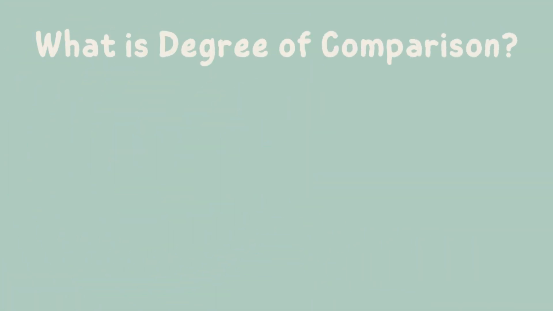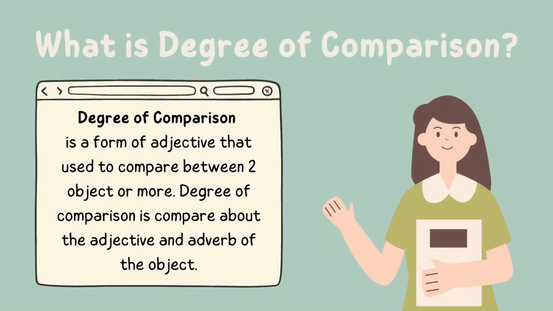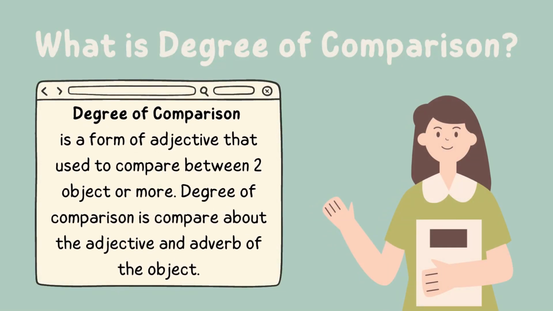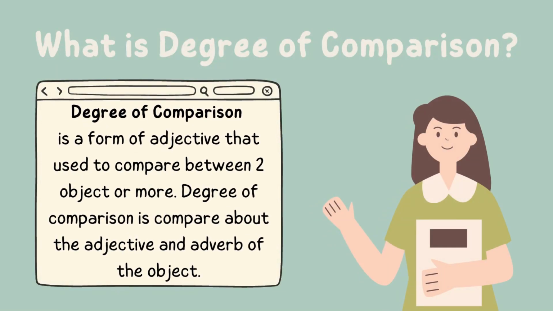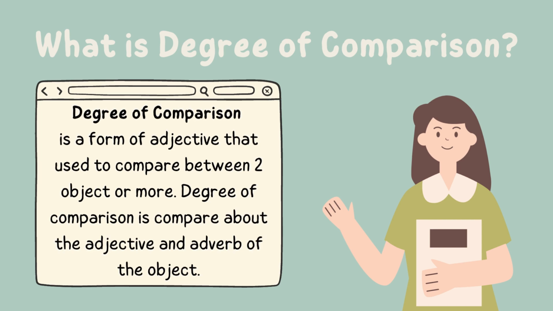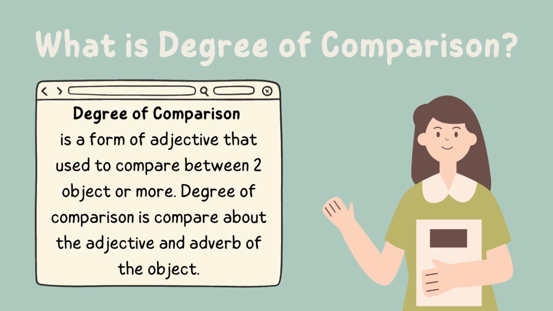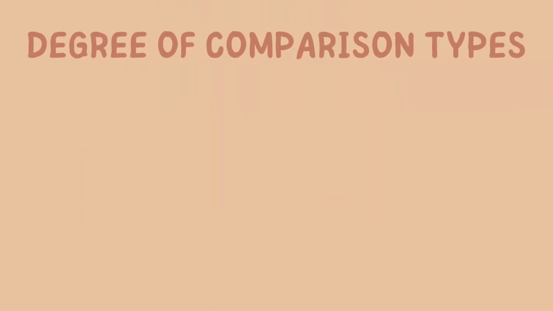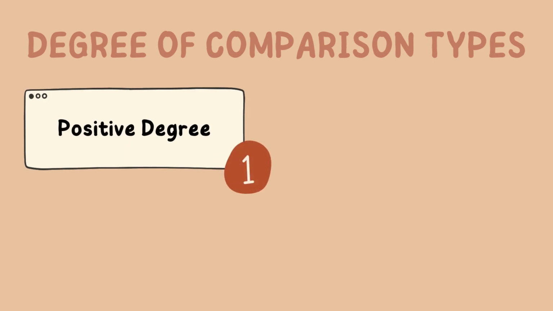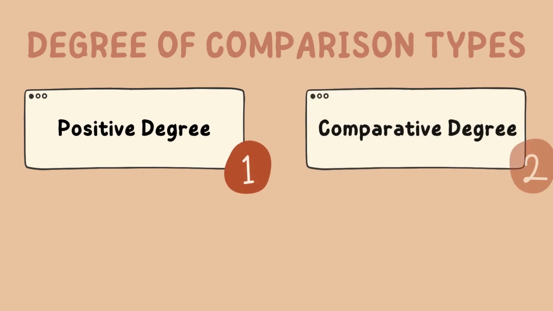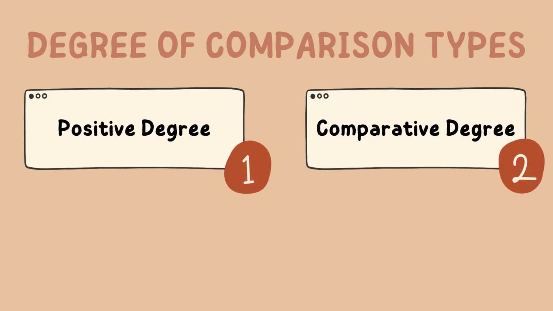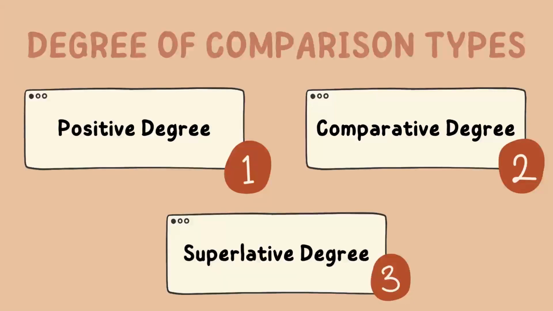First of all, we have to know, what is degree of comparison? Degree of comparison is a form of adjective that is used to compare two or more objects. Degree of comparison compares the adjective and adverb of the object. Degree of comparison is divided into three types. First is positive degree. Second is comparative degree. And the last is superlative degree.